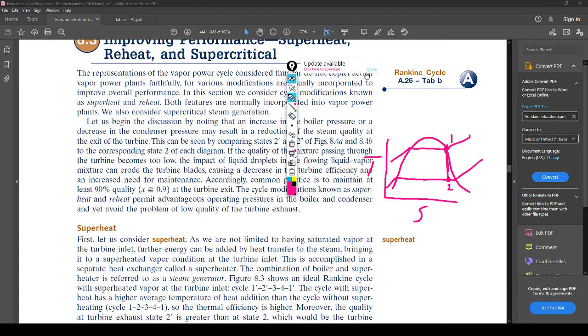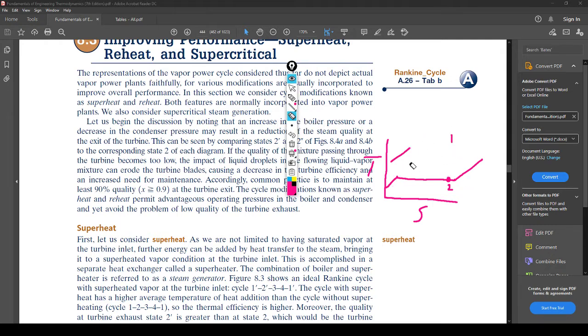So the important thing is that what you're trying to do inside of this turbine stage, you're trying to limit the amount of liquid that gets in here. So what you want is this quality, as they say, at least 90%. So you want this stage never to drop below 90% because then you'll have liquid in there, right? And the way for you to do that, right, is to superheat.